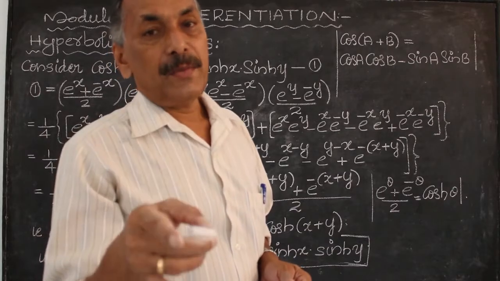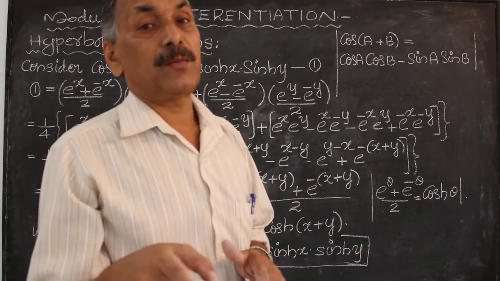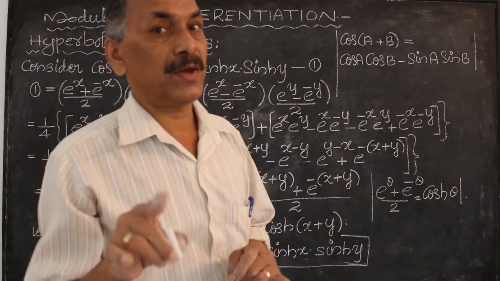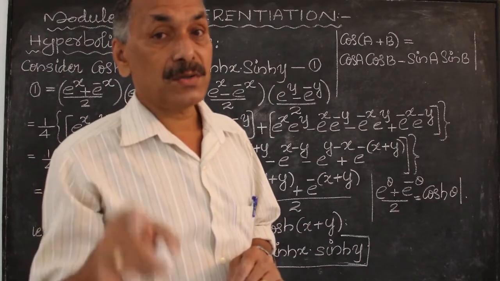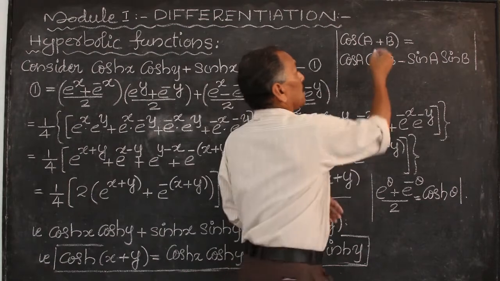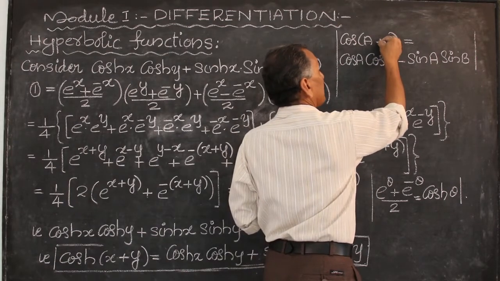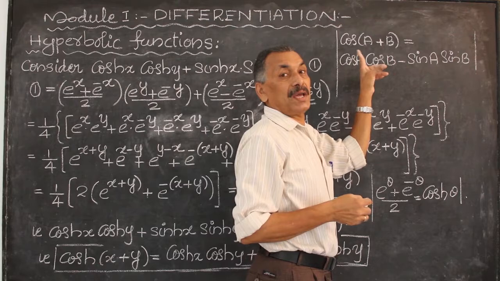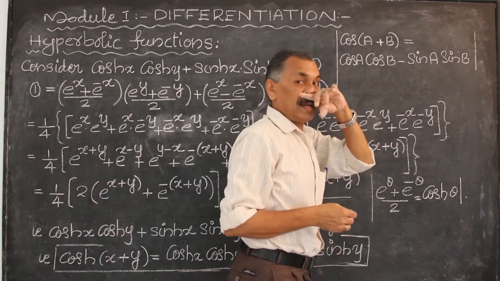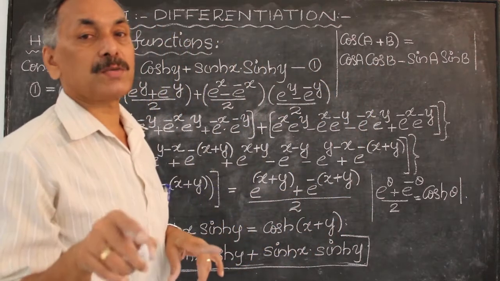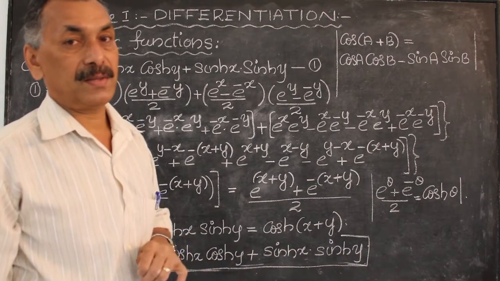For the trigonometric functions, we know the addition formulas: cos of a plus b, cos of a minus b, sin of a plus b, sin of a minus b, etc. What is cos(a plus b)? cos(a plus b) is equal to cos a cos b minus sin a sin b.